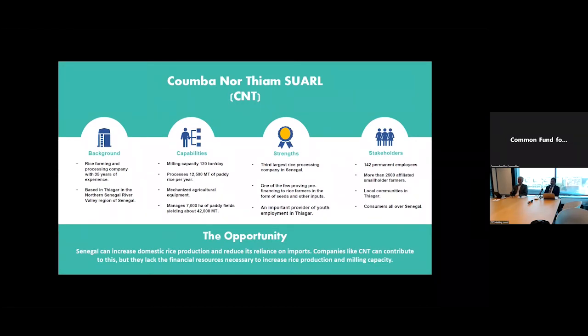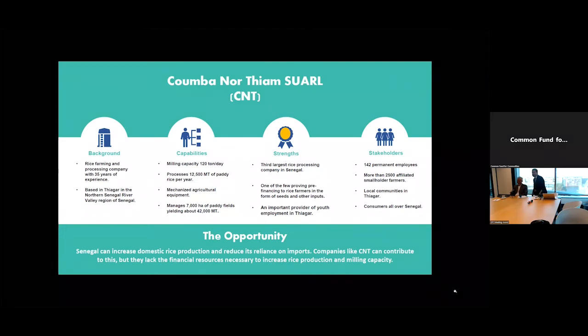It's a rice farming and processing company based in the northern parts of Senegal. The company is the third largest rice processing company, and it manages over 7,000 hectares of paddy fields in the northern part of Senegal. Now for us, CNT was a great opportunity because we strongly believe that Senegal can increase its domestic rice production, and companies like CNT can contribute a lot to that, but they lack the financial resources to do so.